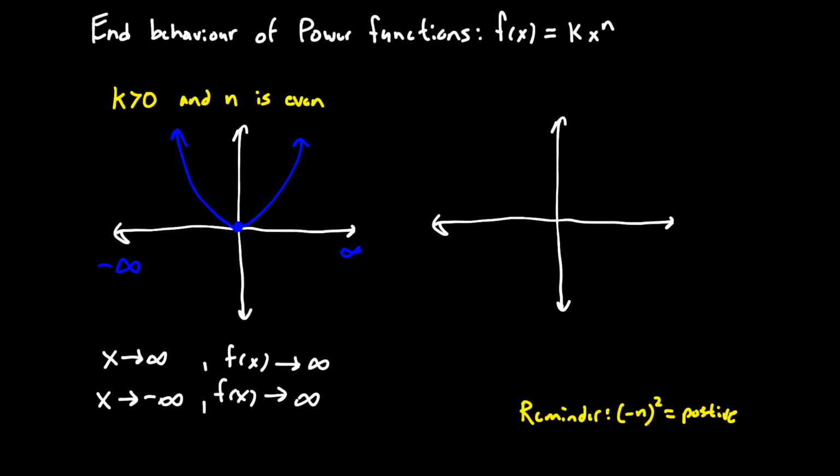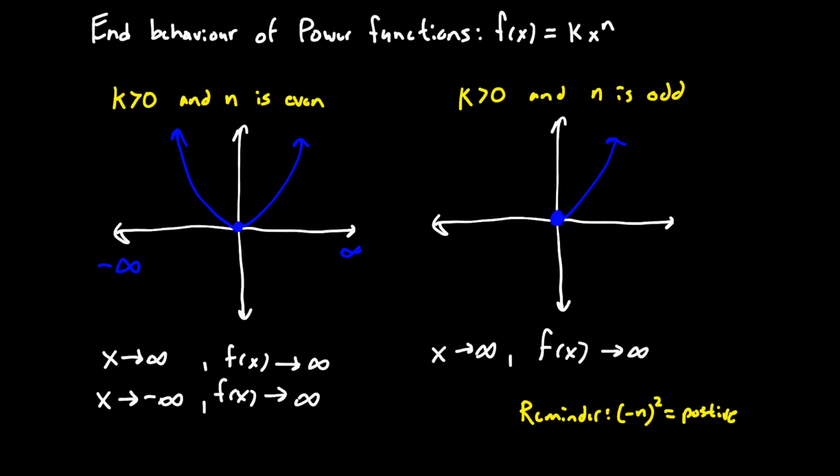Now let's look at the case when k is greater than 0 and n is odd. As x approaches infinity, we also have that f of x is approaching infinity, since our function is essentially taking a number and raising it to the nth power. But now, as x approaches negative infinity, our function f of x will be approaching negative infinity. And this is because when we raise a negative number to an odd power, what we get out is a negative number.